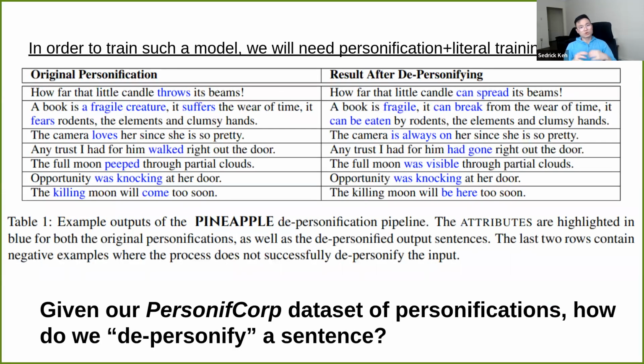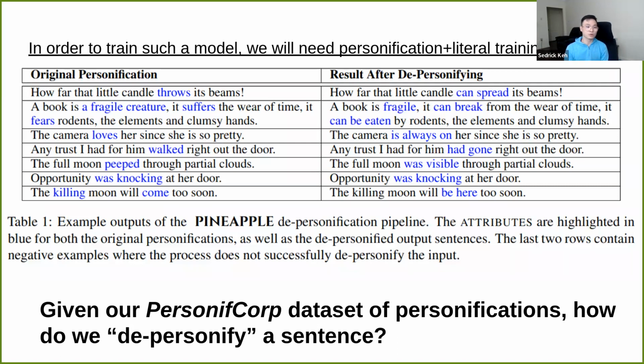And really, in order to train our model, we will need personification and literal training pairs. Because if we want to have a sequence-to-sequence task, we need the input to be the literal sentence and the output to be the personification. And that way, the model will be able to do this task more easily. So our main focus then shifts to this question here at the bottom: given our data set of personifications, how do we generate this parallel corpus? How do we de-personify a sentence? Some examples are shown here in the table.